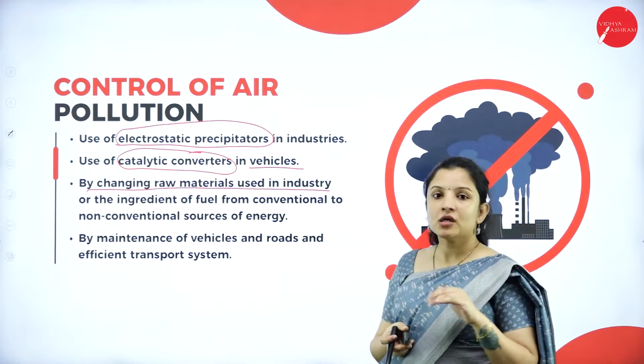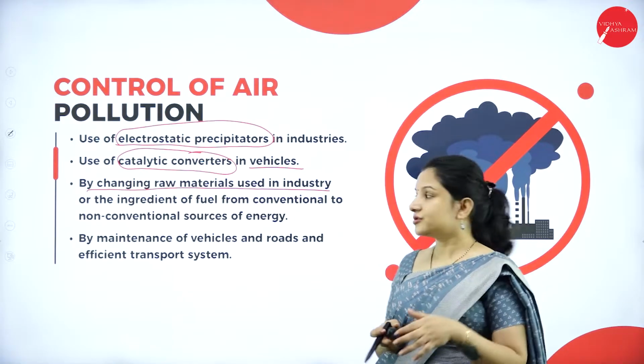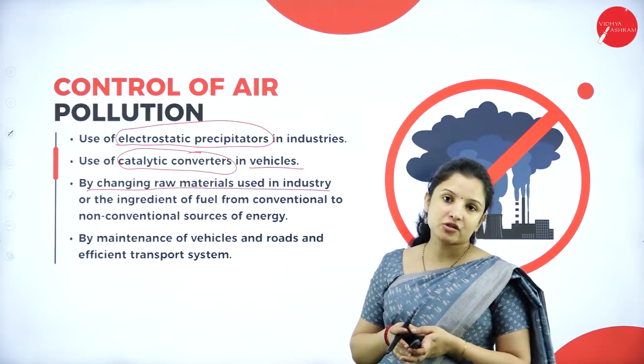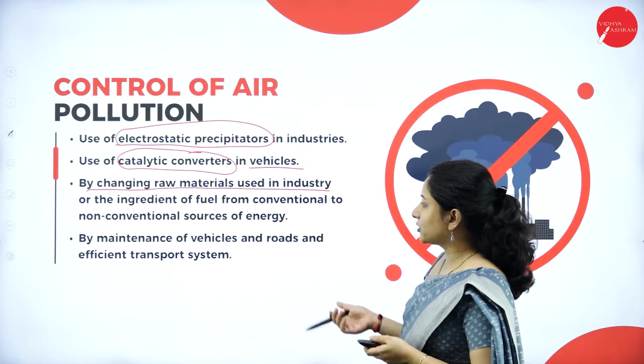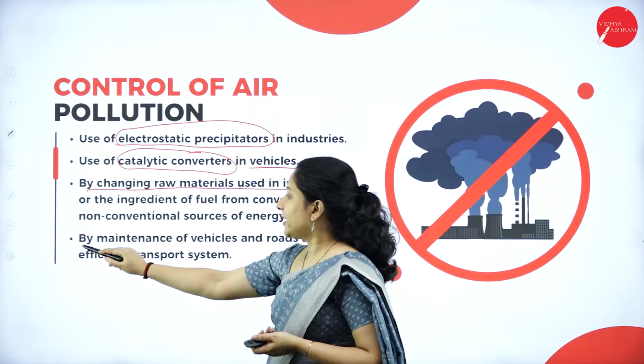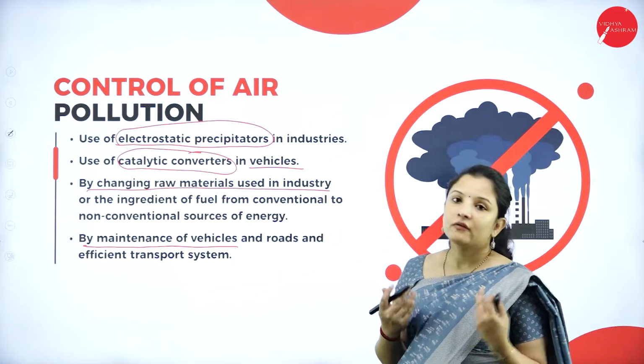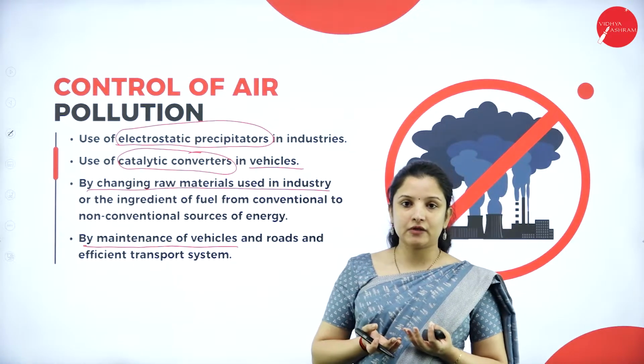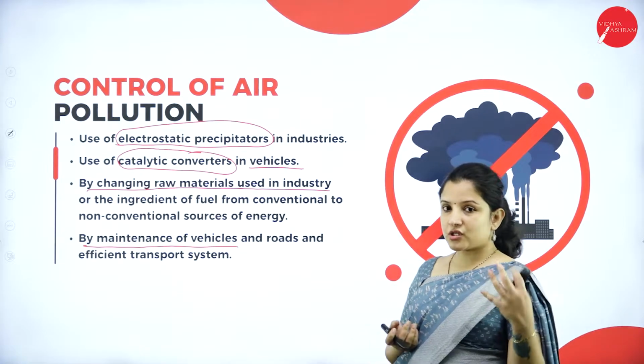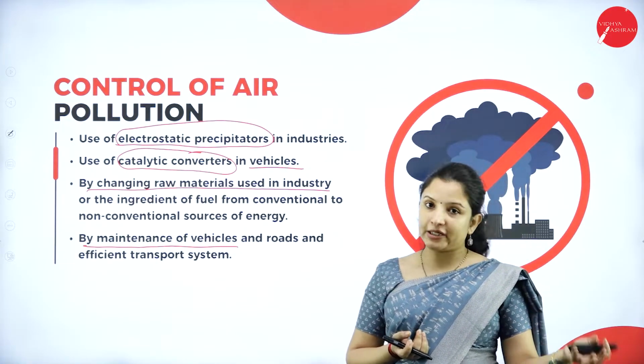So that is one of the ways: instead of using conventional energy sources, it is better to switch to non-conventional sources of energy. So that is what it means. And next is maintenance of vehicles. We are not able to afford catalytic converters because maybe the engine that uses unleaded petrol might be costly.